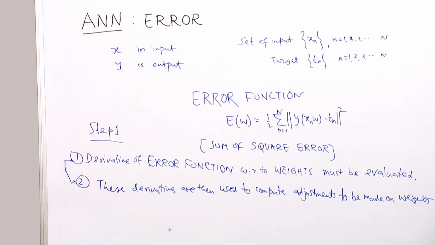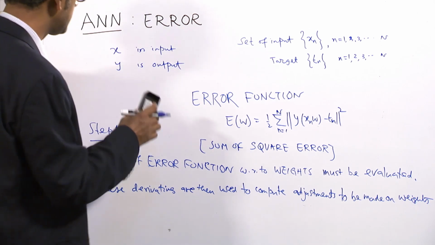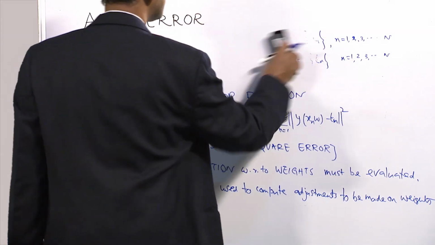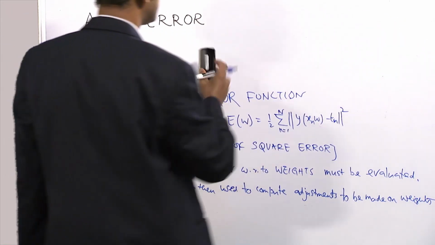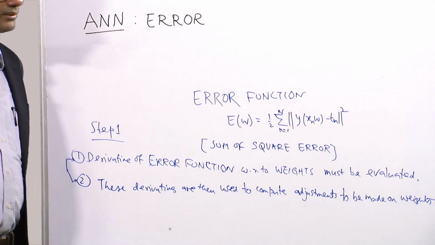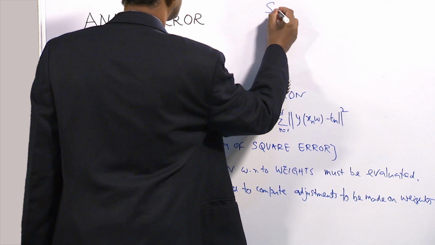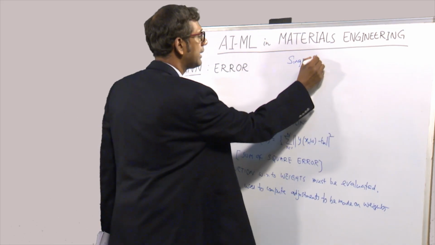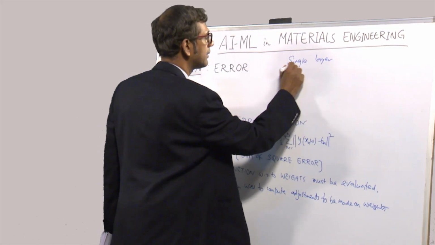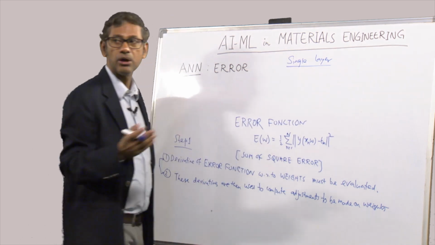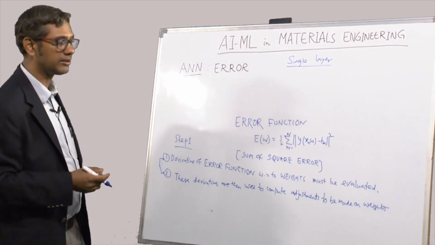Let us take a single layer network, and I will erase some part of the board to show what can happen. Single layer means one hidden layer. You have the input, the output and one hidden layer. That is what a single layer network is.